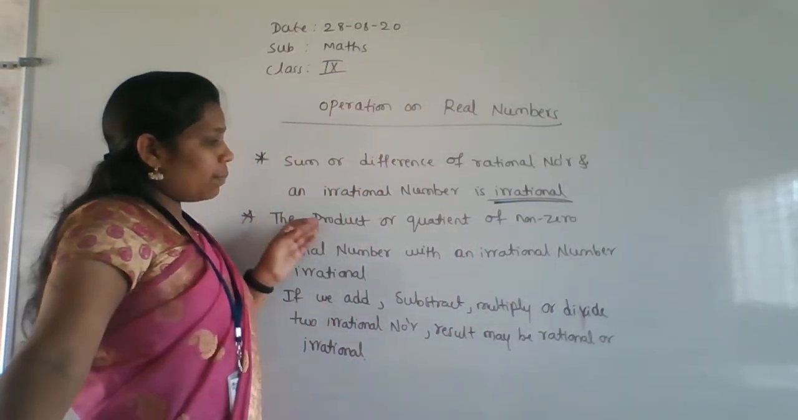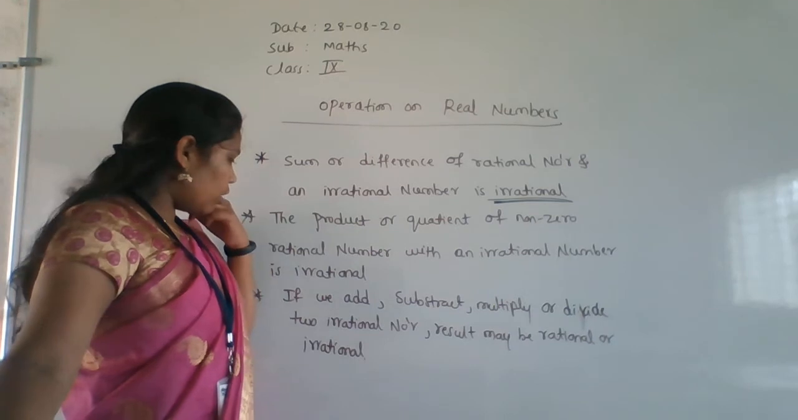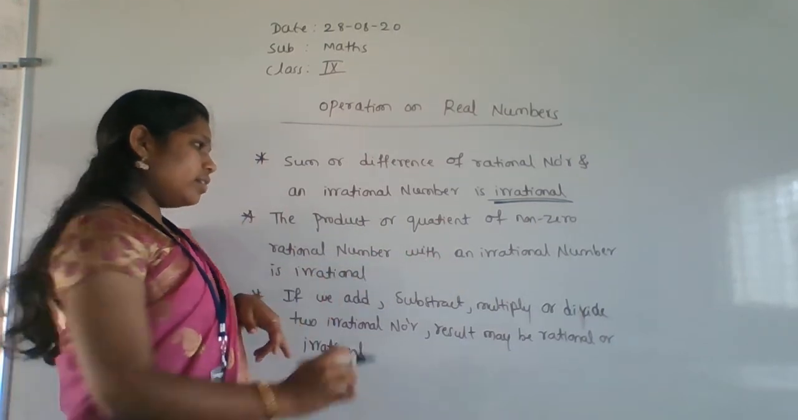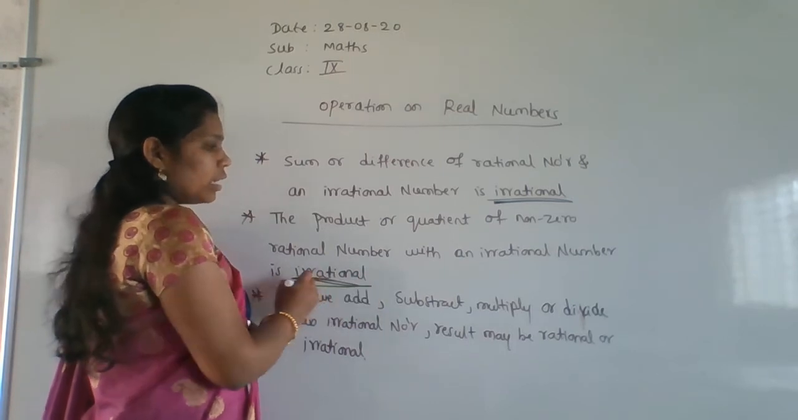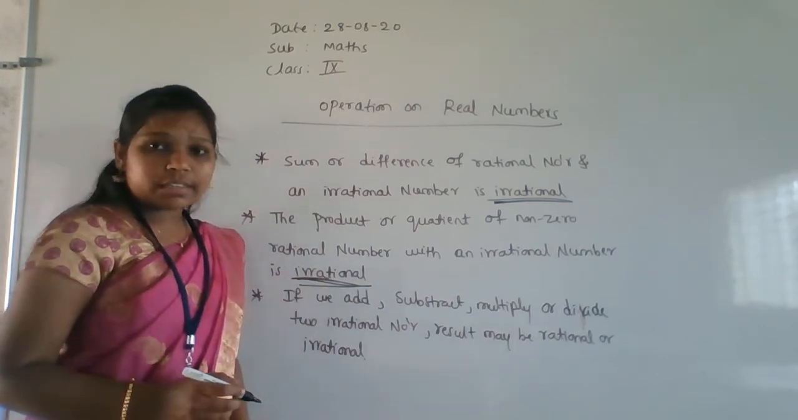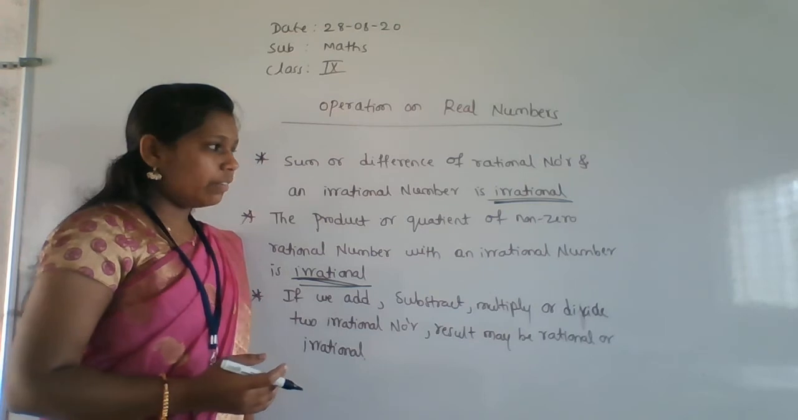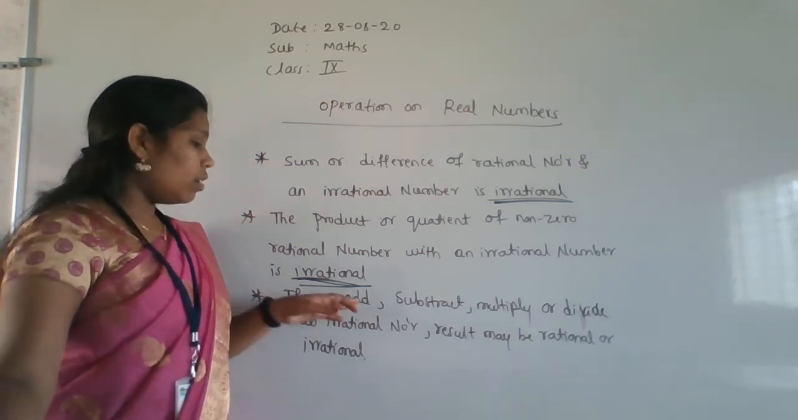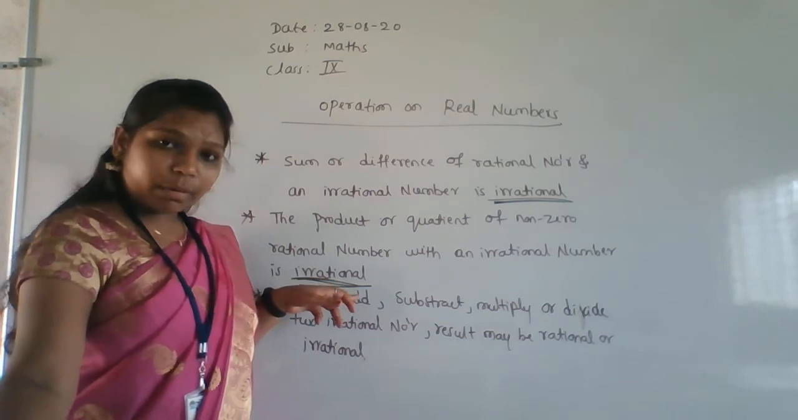And after that, the product or quotient of a non-zero rational number with an irrational number is always irrational. Okay, so product or quotient means multiplication or division of any rational number with an irrational number, and the result is always an irrational number only.